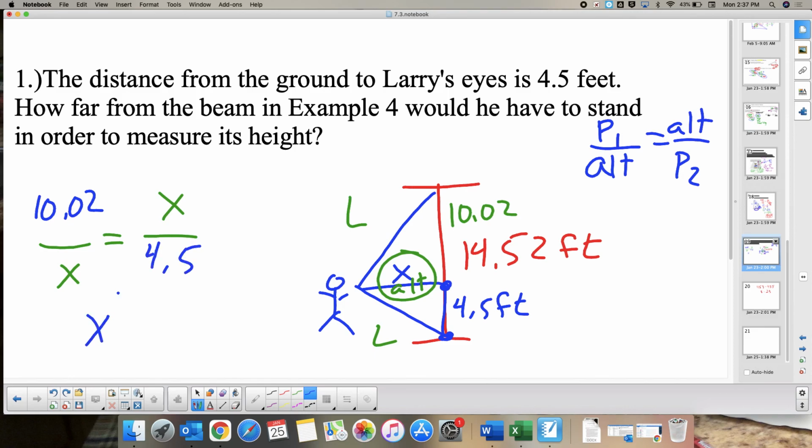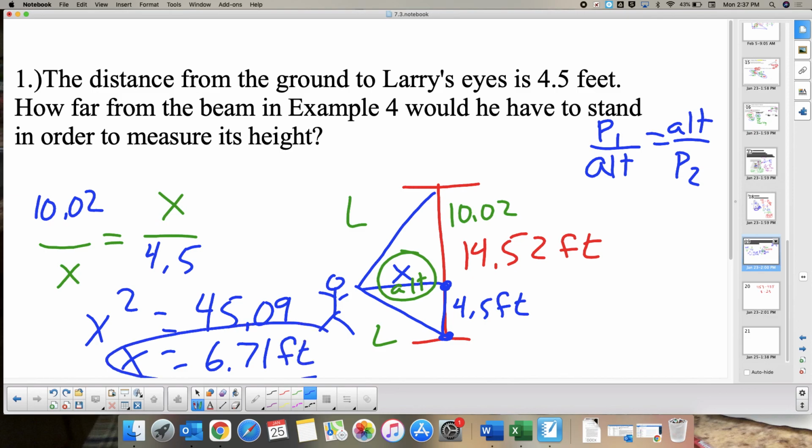x times x is x squared. 10.02 times 4.5 gives us 45.09. And then we take the square root of each side. And we get 6.71 for our answer.